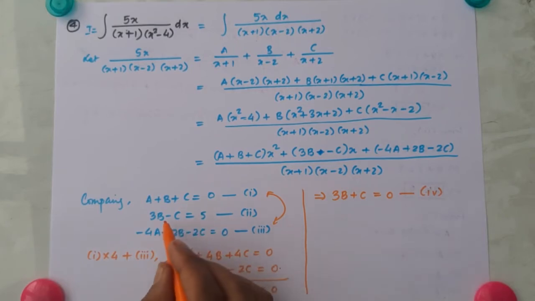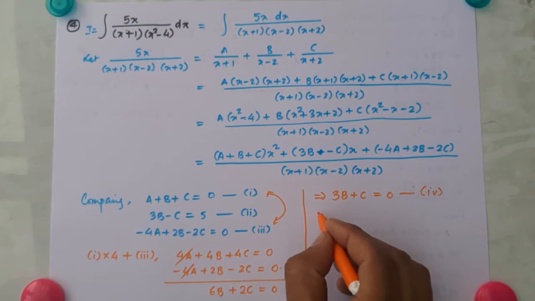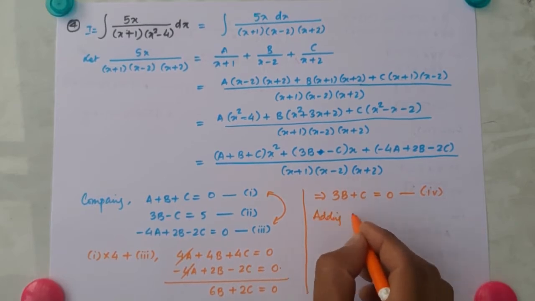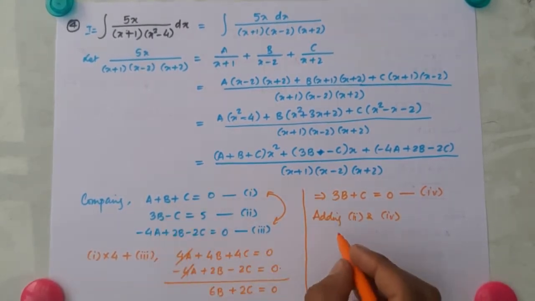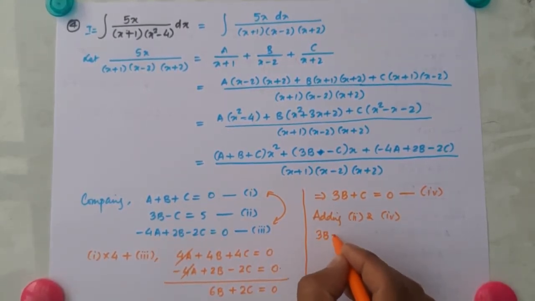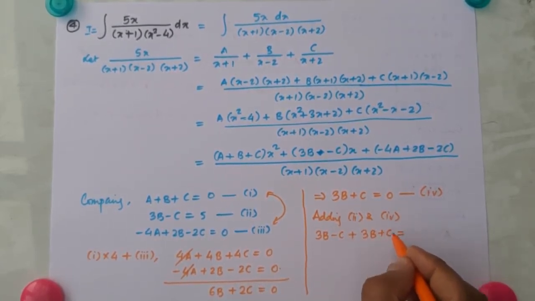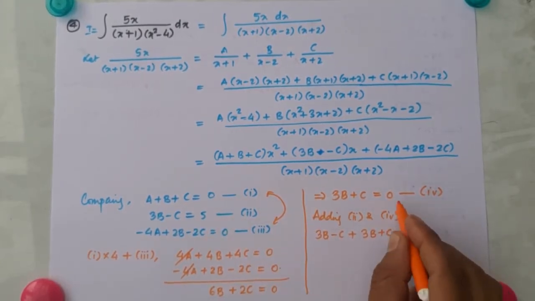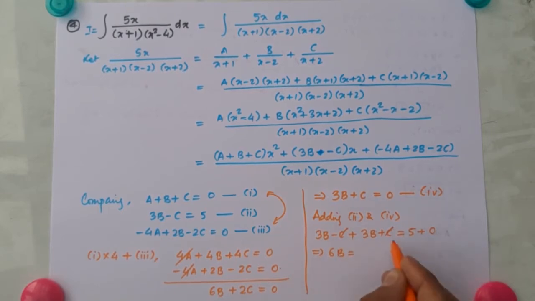Okay, now in order to solve 2 and 4, you just need to add, because adding 2 and 4 gives you, let's see how much we get. So 2 is 3b minus c plus 4 is 3b plus c equals 5 plus 0. So c and c get cancelled. So 6b is equal to 5 plus 0, which is 5. So the value of b turns out to be 5/6. Okay, so we got the value of b.